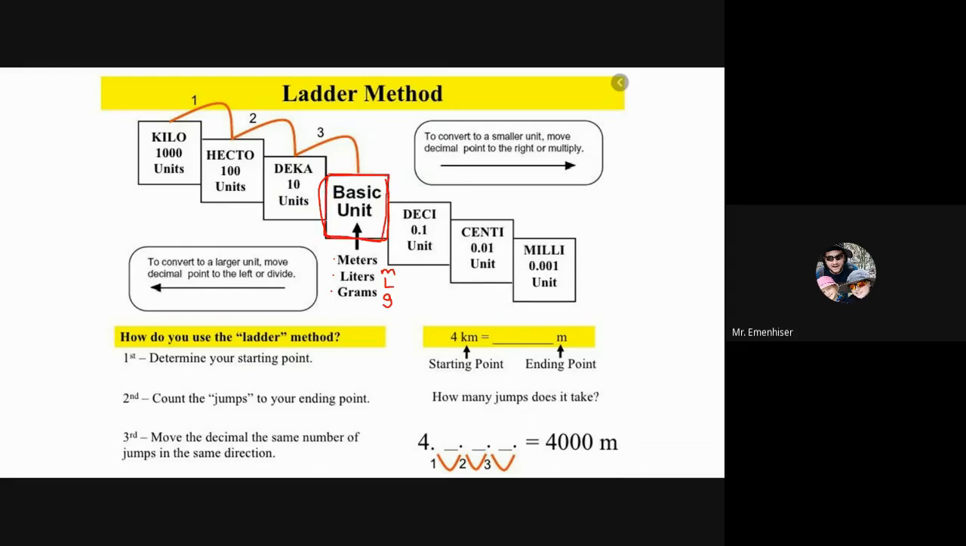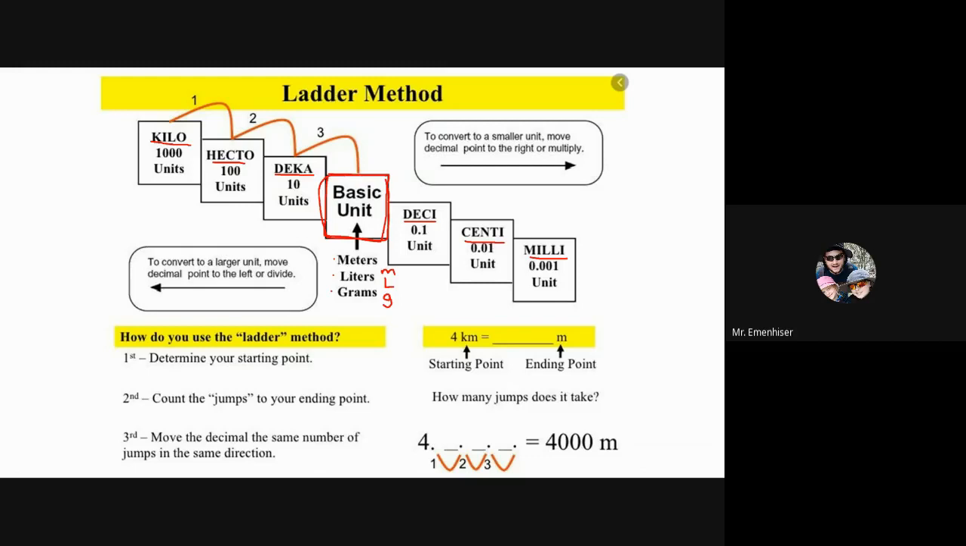Okay, so we start here. This is our base unit. And what we can do is, to convert to a smaller unit, we want to move our decimal place to the right. So if I want to go from meters to decimeters, you see how I use deci? This is a prefix here. These are our prefixes. And these prefixes go in front of the unit. So I can say decimeter, deciliter, decigram. I can say centimeter, centiliter, centigram. Millimeter, milliliter, milligram. So these prefixes go in front and tell us how small or big the unit is.